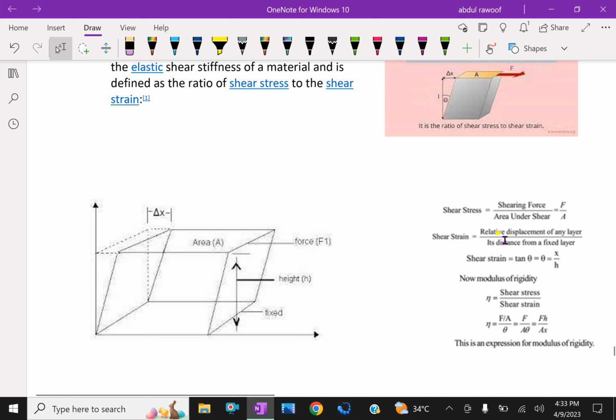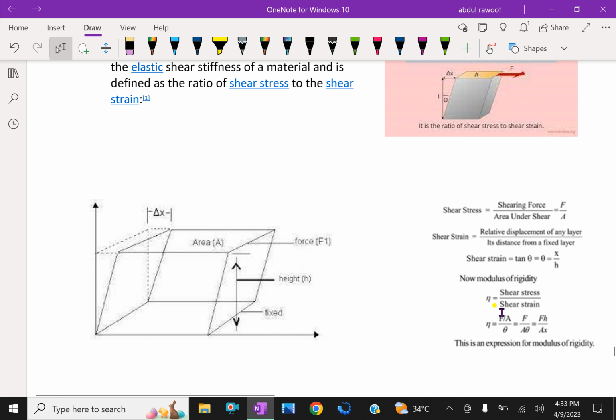Shear strain is the relative displacement of any layer, its distance from a fixed layer. That is, shear strain equals tan theta. If tan theta is very small, then we can use theta, which is x by h. This is x and the height is h. Opposite by hypotenuse. The opposite by adjacent is tan theta.